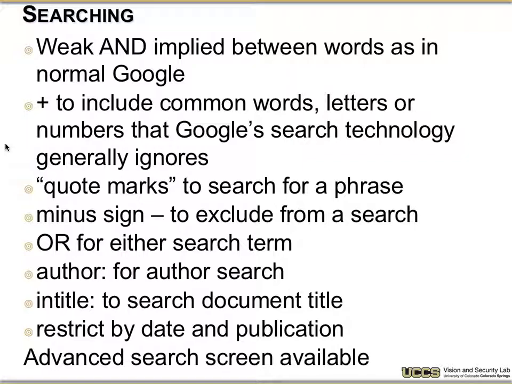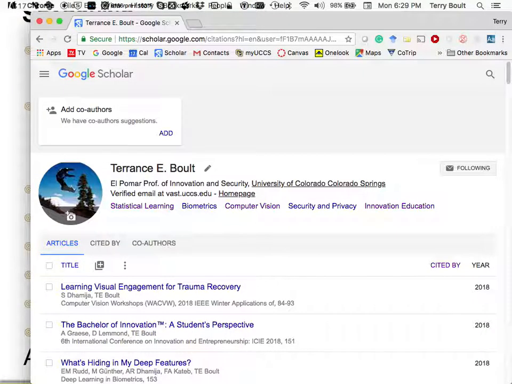And you can restrict stuff by date and search, and you can do an advanced search screen, which is what I'm going to show you now. So of course I can't see everything. So I'll go to Google Scholar.